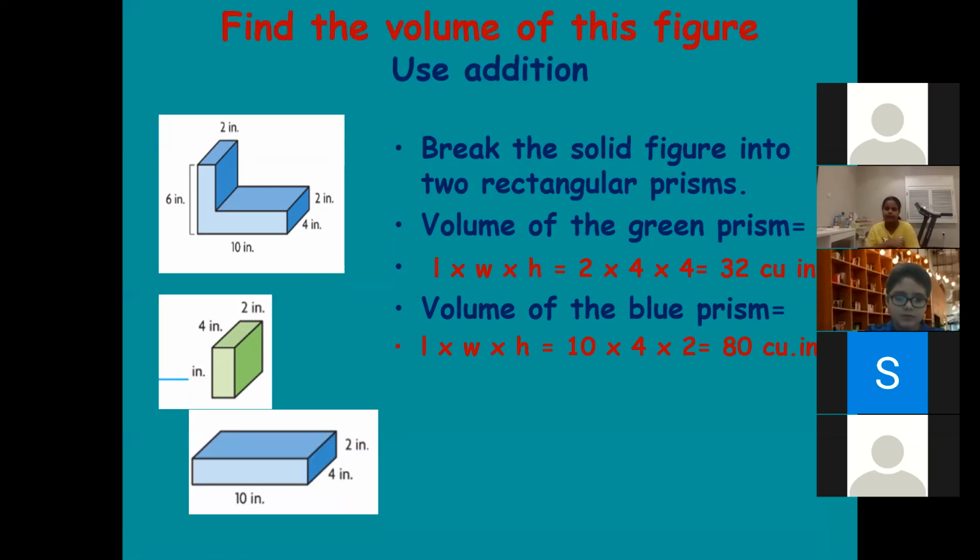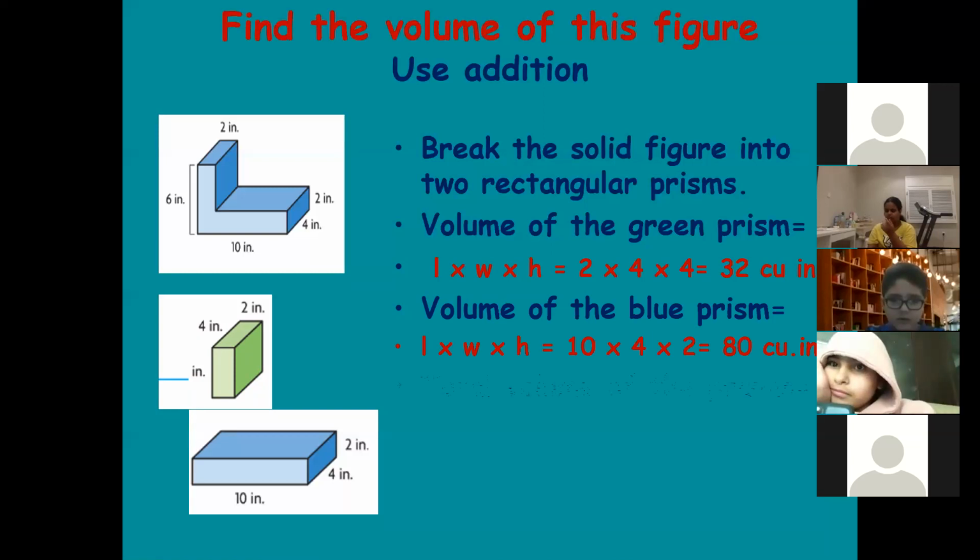Now, what is the total volume of the combined figure? 80 cubic inches. No, that is only the blue. Green is 32. So what is the volume of the combined figure? What do you have to do? Add them. So what is 80 plus 32?